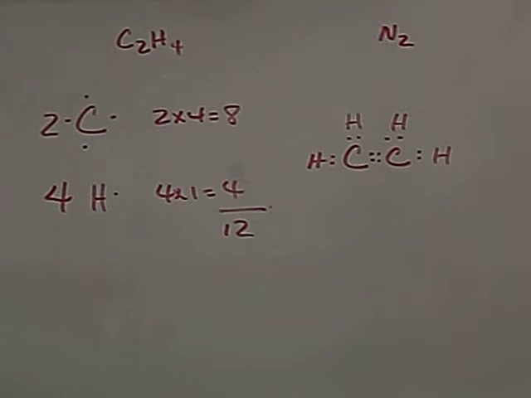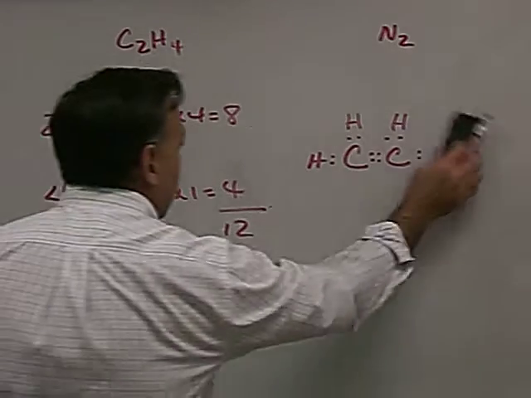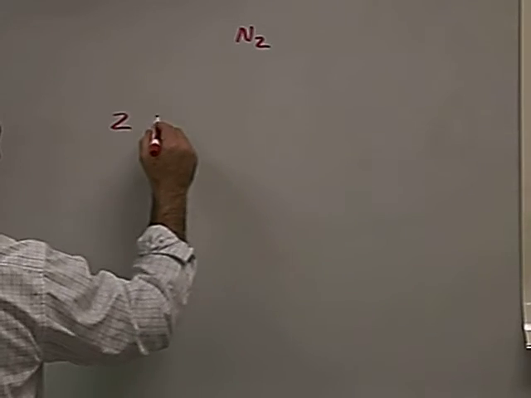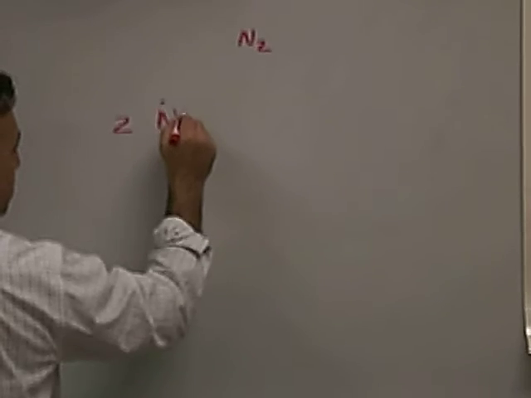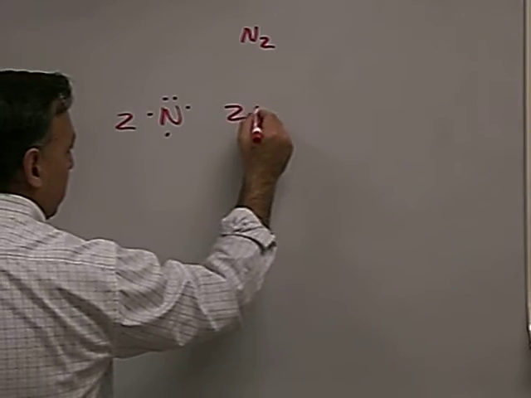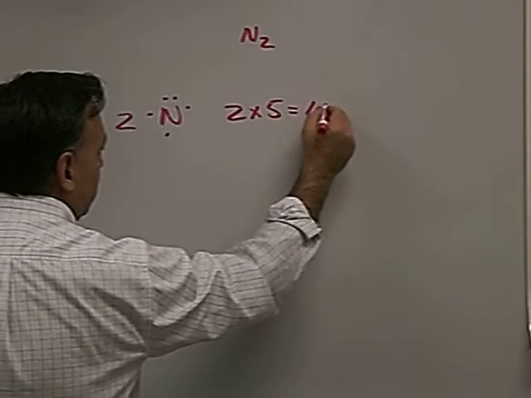And one final molecule is N2. Let's talk about how N2 could be drawn. Remember that nitrogen has a valence of 5. So I have 2 nitrogens. We have 1, 2, 3, 4, 5 valence electrons on each. So that's a total of 10 valence electrons that have to be distributed.